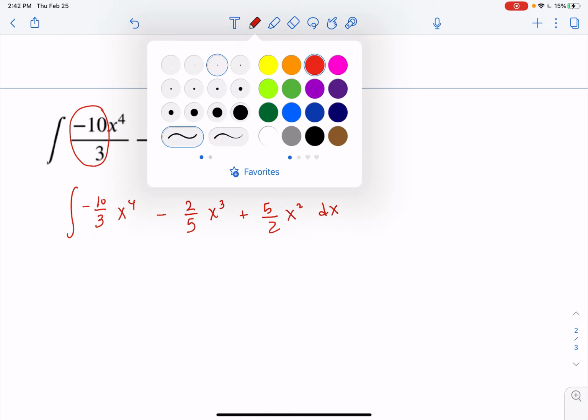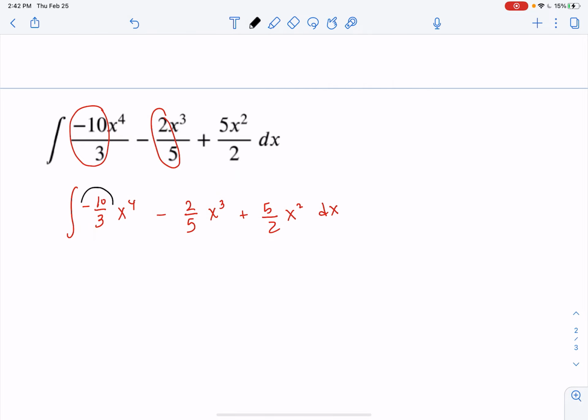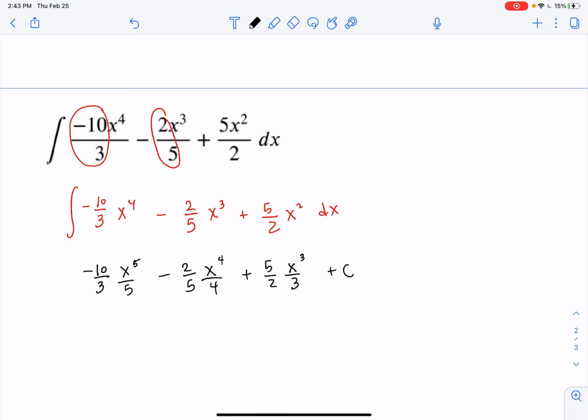So now let's do exactly what we did before. We'll factor out the constant multiplier and then use the power rule. So add 1 and divide by your new exponent, and don't forget the plus c at the end. In the last step, we'll just simplify our fractions.